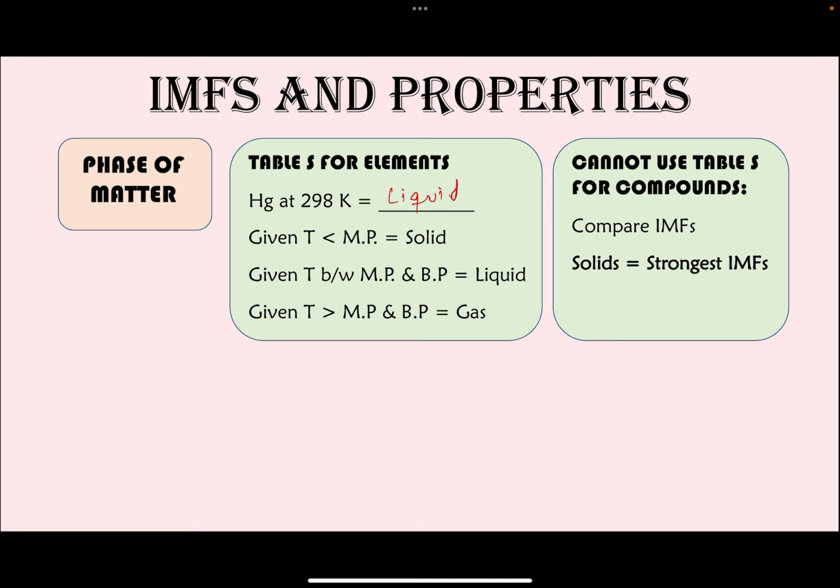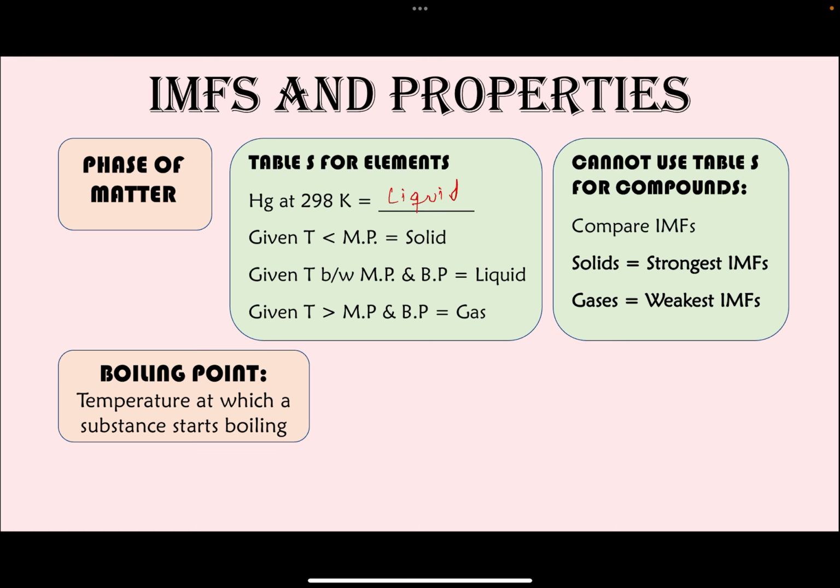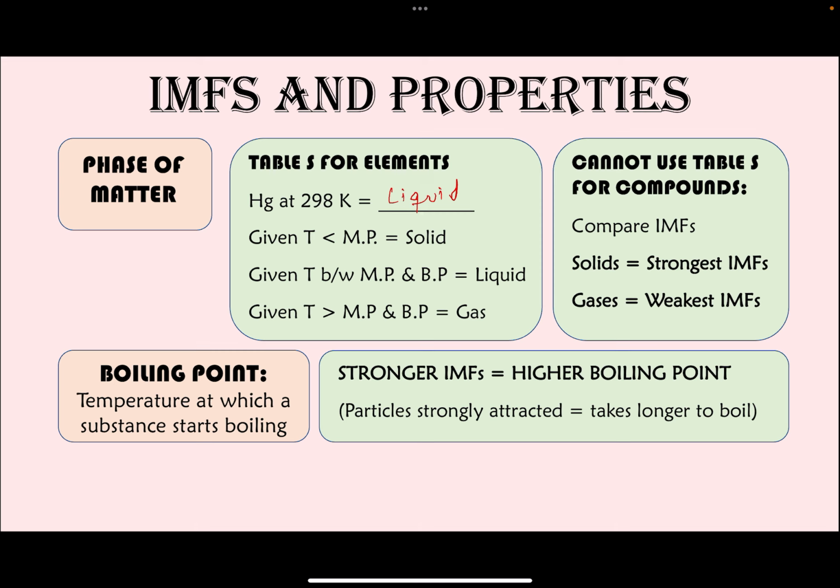All right, and then we can also use intermolecular forces to give us some indication about the boiling point, which is the temperature at which a substance starts boiling. So remember that the stronger the intermolecular forces are, the higher the boiling point is. That's because when we have stronger intermolecular forces, particles are very strongly attracted to each other. So they're going to take a longer time to be separated and to convert to a different phase. That's why they're going to take a longer time to boil.